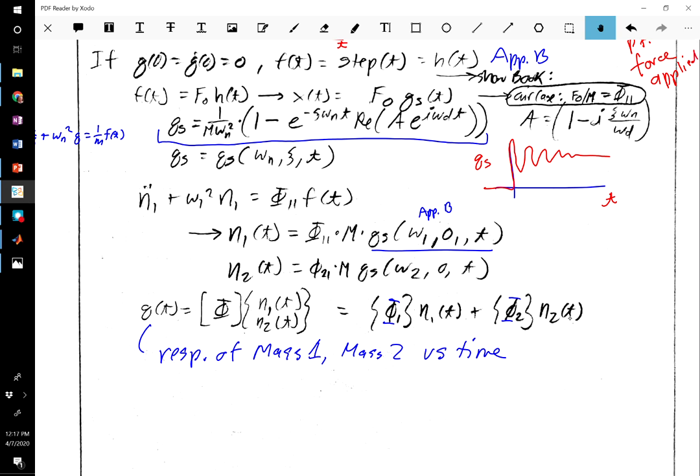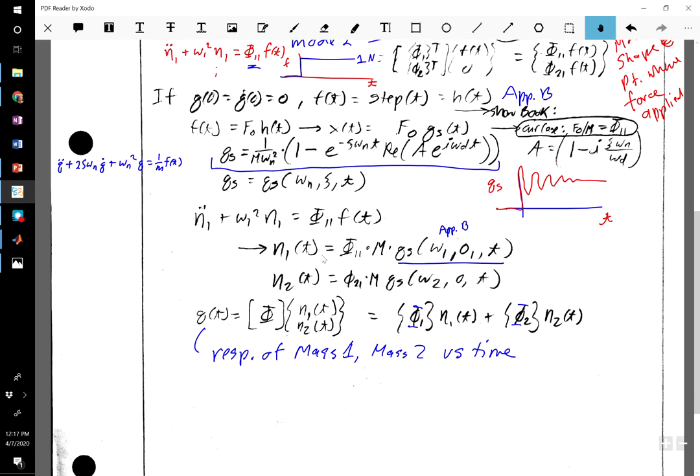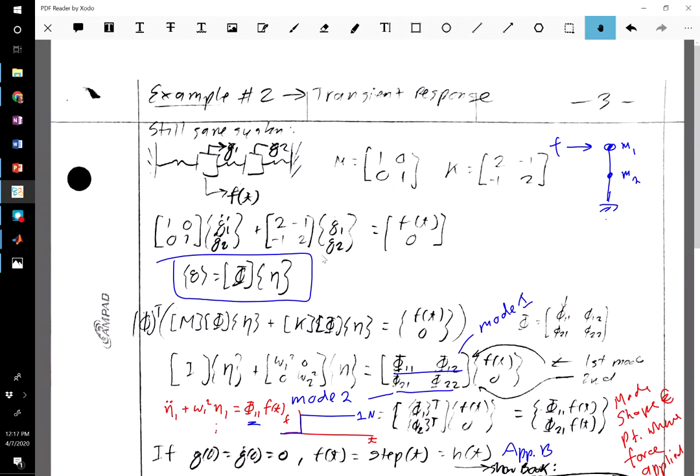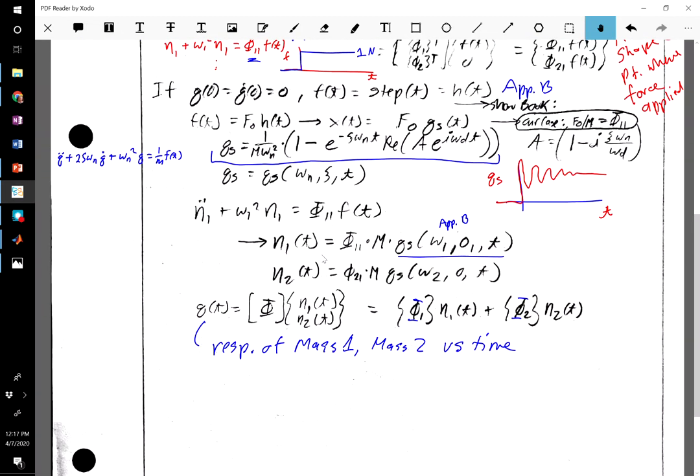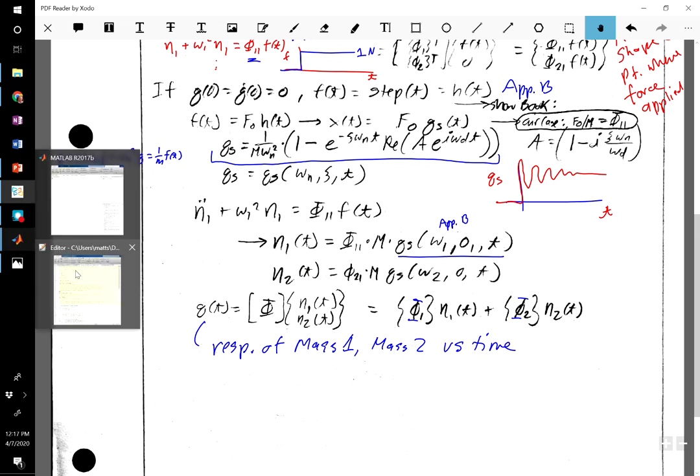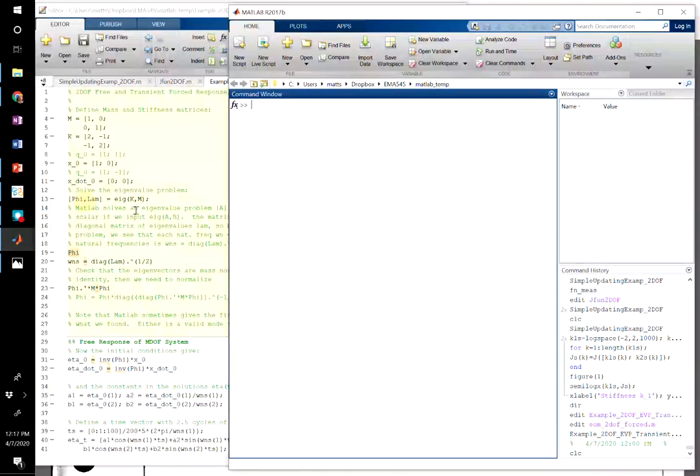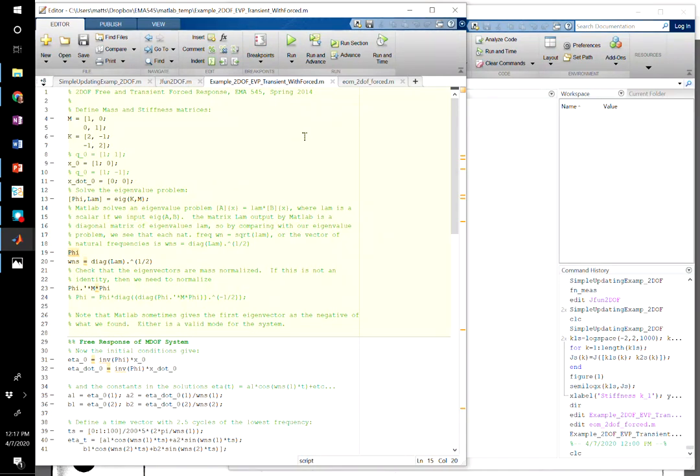Once we've understood the transient response, there really wasn't that much new here, right? So let's see what this looks like in MATLAB. There's an example file on the website. You can see the name there, Transient with Forced. And basically, the first part is exactly like what we looked at last time. We define the mass and stiffness matrices. We define any initial conditions that we want to use. And we solve the eigenvalue problem.